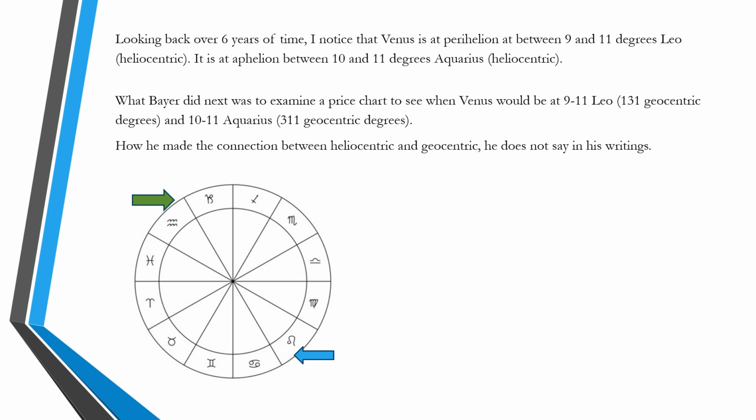Now, how he made that connection, what prompted him to make that leap, he doesn't say. And I sure cannot figure out what led him to do that. But what I'm going to show you now is some charts where I'm going to overlay the chart with Venus at 131 geocentric degrees and Venus at 311 geocentric degrees. Let's see what happens.